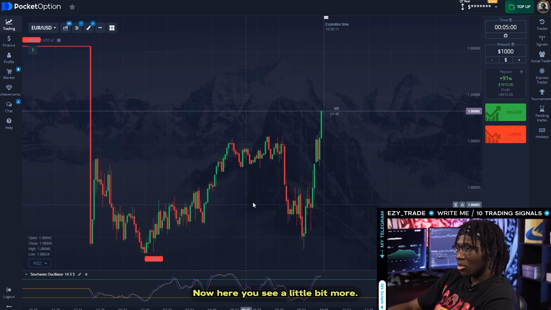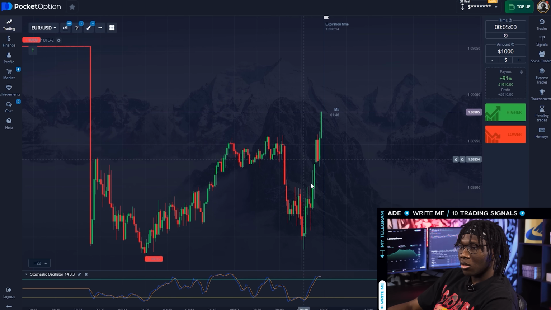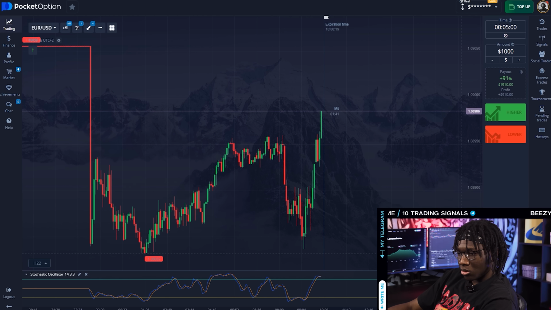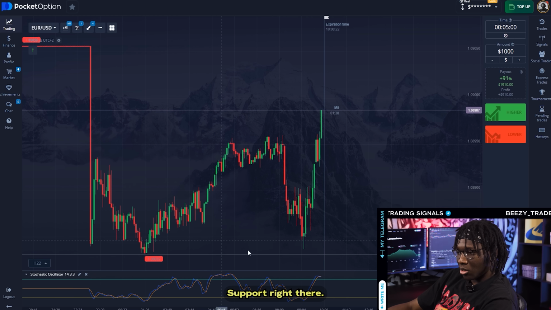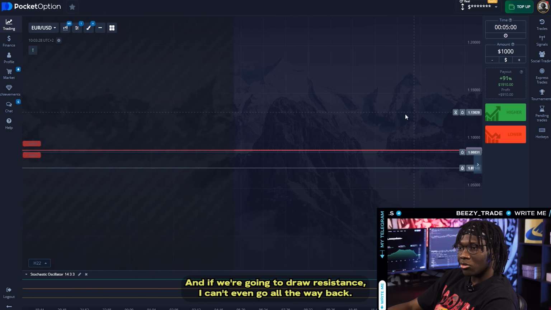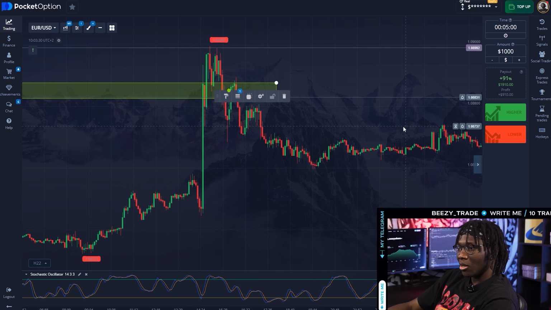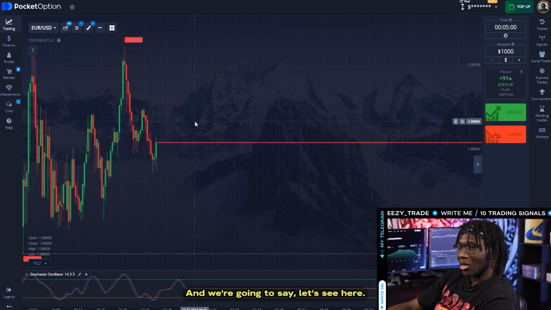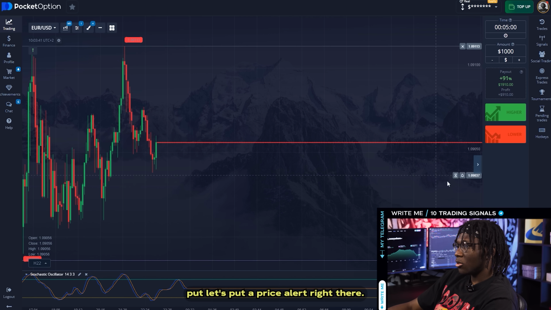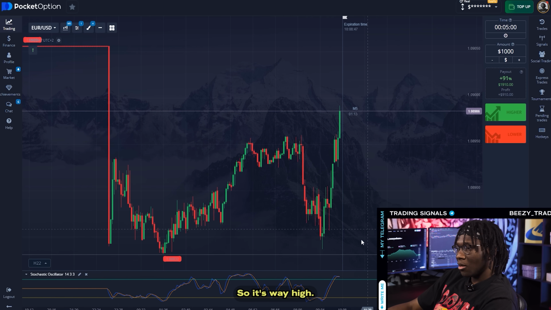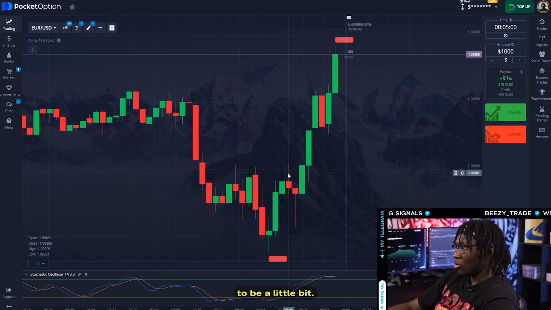Now here you can see a little bit more. You can see the price here creating a new support right there. Price doesn't even touch here before it bounces off. And if we're going to draw a resistance, I can't even go all the way back. You see, that's where we draw the levels on our 1 hour. And we're going to say, let's put a price alert right there. So it's way high. So right now we're expecting the next candle to be a little bit higher.